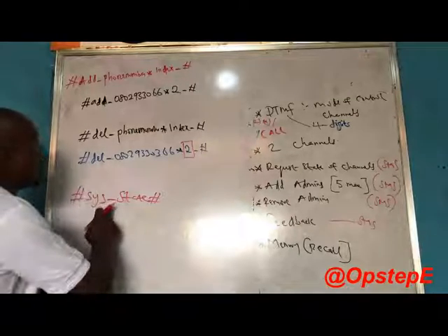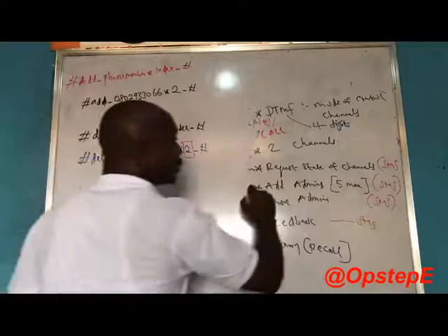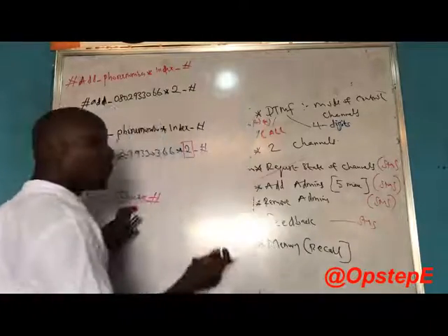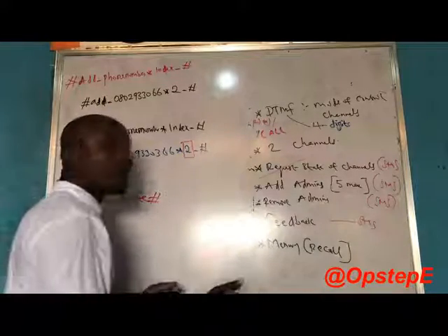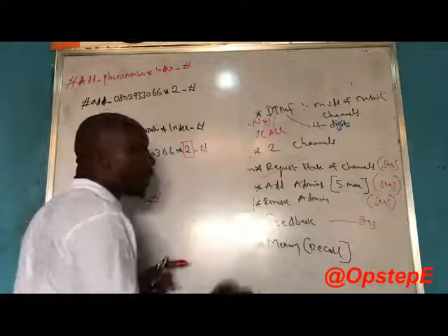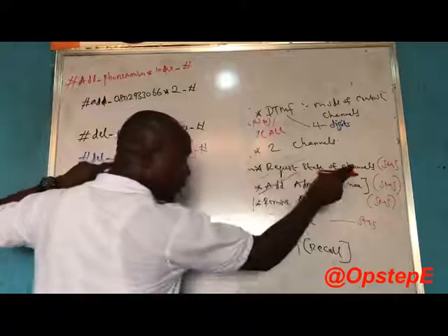So this is how you request. If you look at it, you request the state of the channel, and it replies with an SMS. It tells you channel 1 is on, channel 2 is off, or both channels are off, or both channels are on. You get an SMS. You had admin, SMS 2.